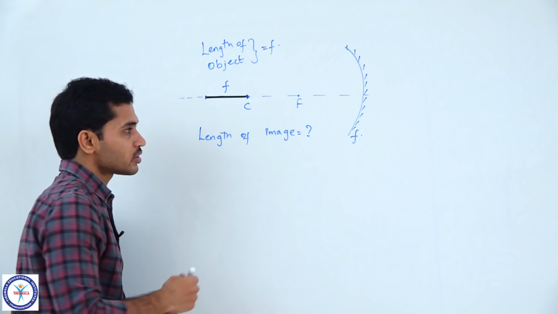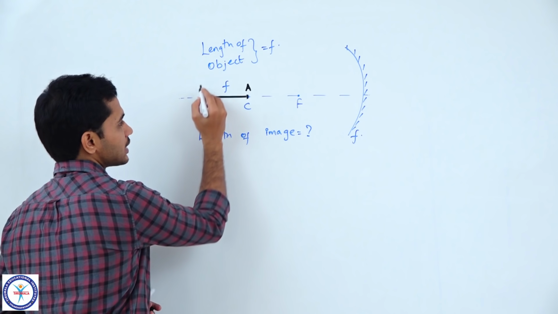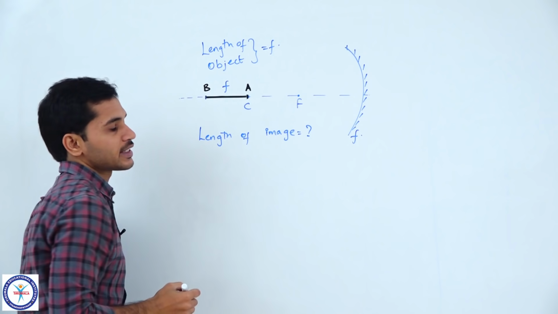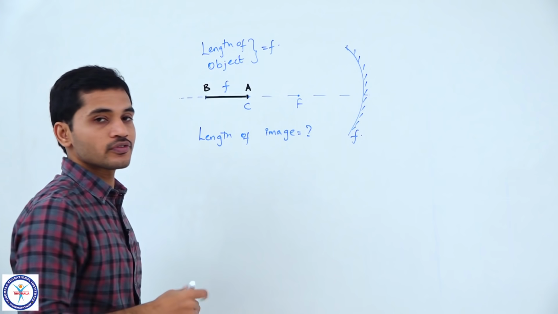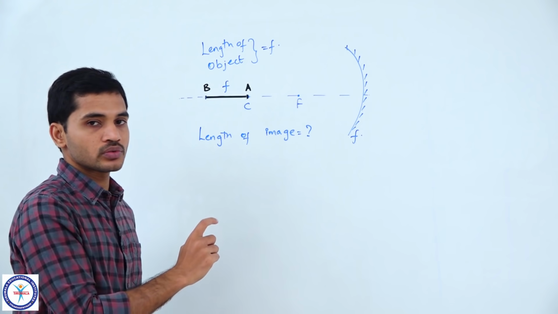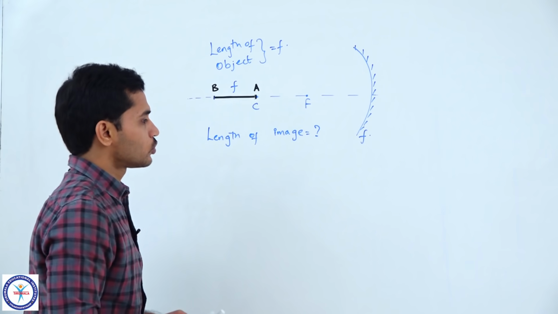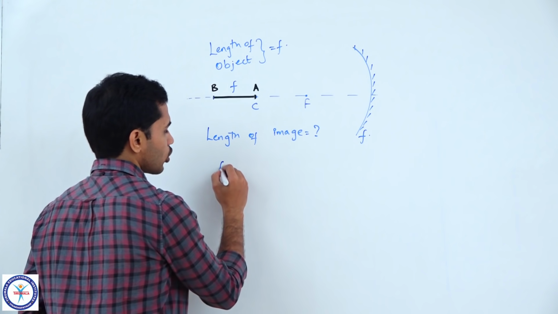I will use the same concept. I will consider this end as one object, let us call this A, and this end as another object, let us call it B, and I will find the image of A and B. Wherever the images are formed, between those two will be the actual image of this extended object. So, two objects, right. Object 1.